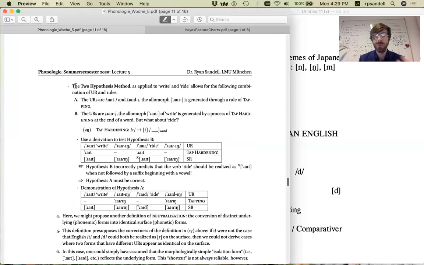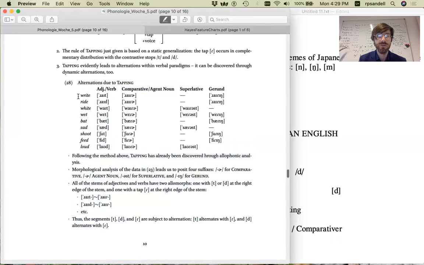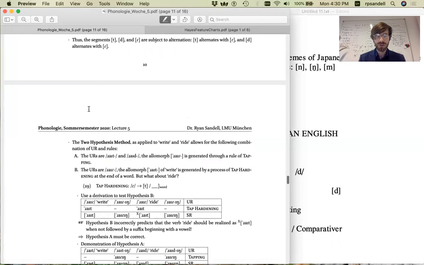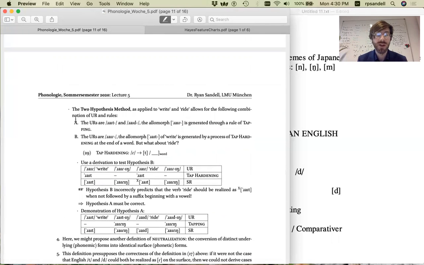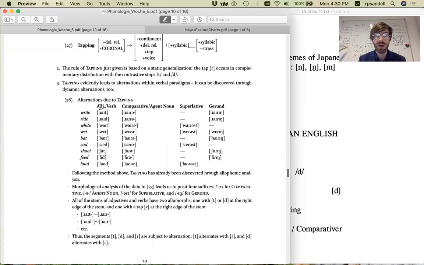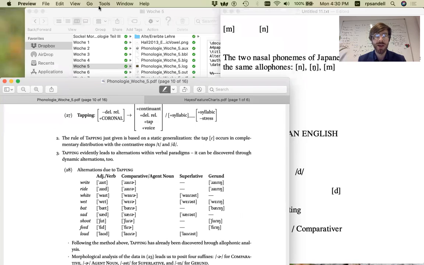Now we can actually explicitly apply the 2 hypothesis method in this case. We'll use the verbs write and ride as our examples here. So first, let's consider what the 2 hypotheses could be that could be used for accounting for this set of data where we find this pattern of stem allomorphy. So this is what I would call a pattern of stem allomorphy.